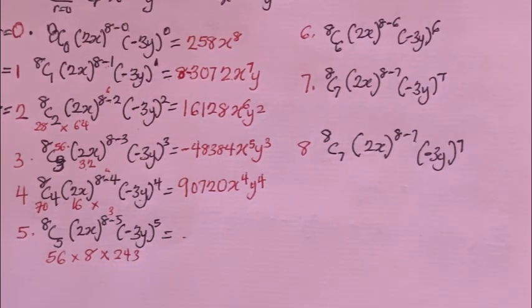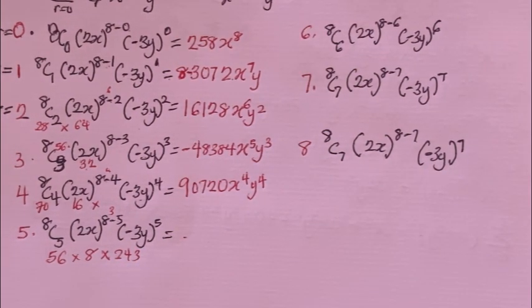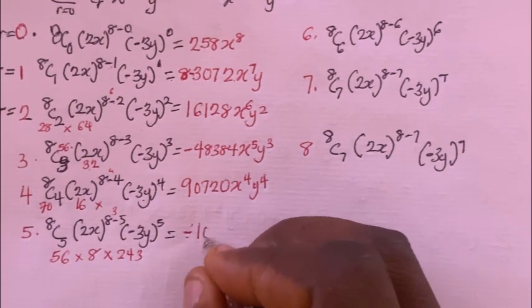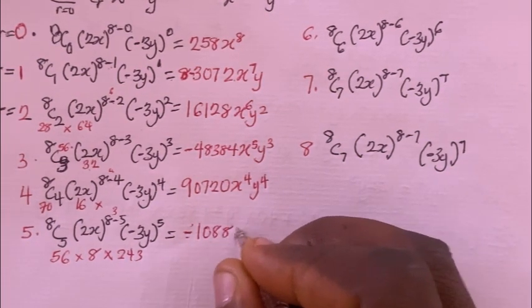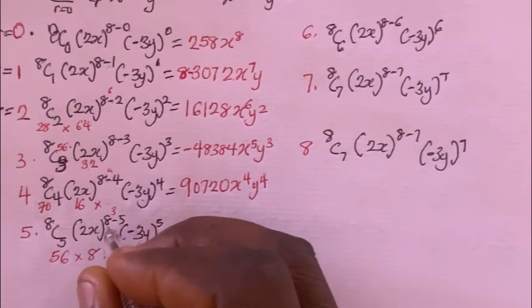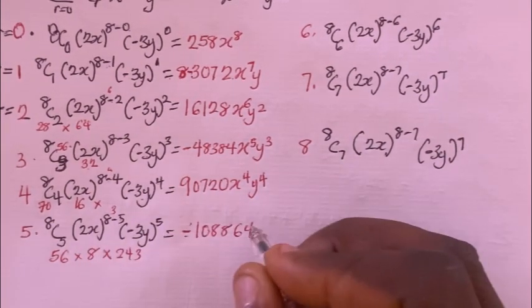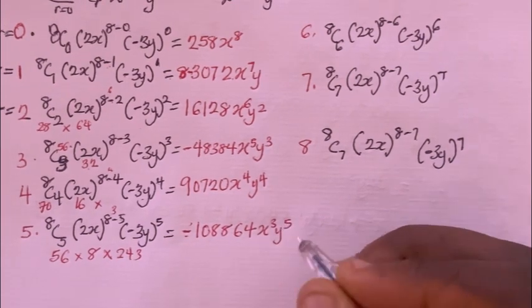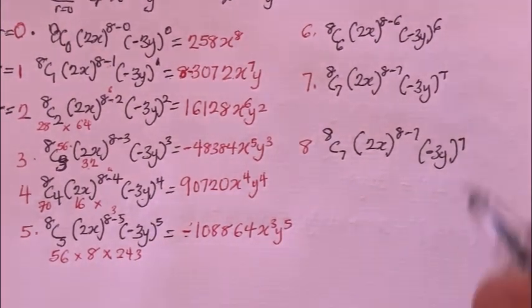Then multiplying this together, we're going to have 56 multiplied by 8, then multiply by 2, 4, 3. Exactly. So we're going to have this to be minus 108864. Then the power of x here, 8 minus 3, is actually 3. That's going to be x to the power of 3. Then we are going to have y raised to the power of 5. Exactly. Now let's move to the next.